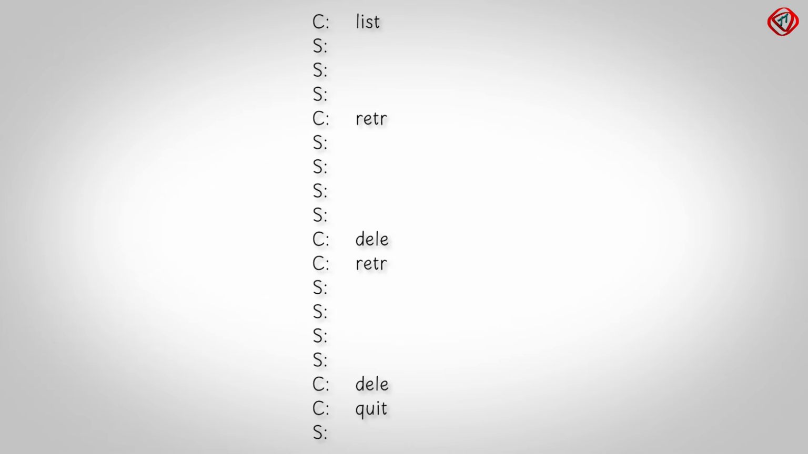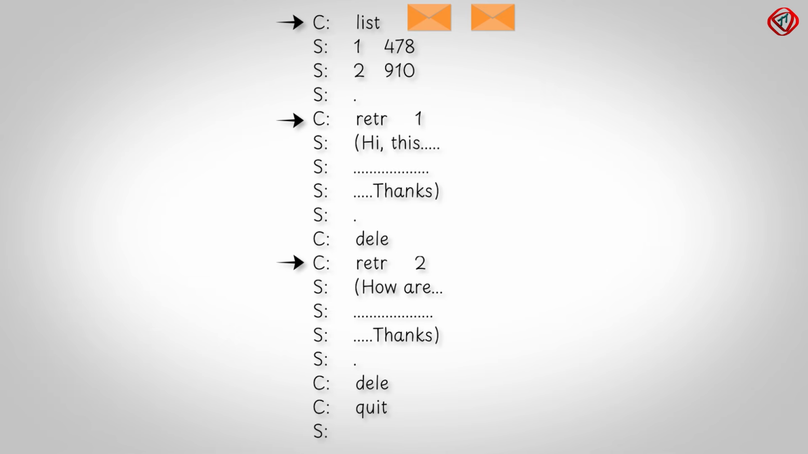First, the email application sends the list command to the mail server to provide a list of all stored messages along with their sizes. For example, suppose there are two emails in Uday's inbox. In that case, the mail server will return the details for two emails. After that, the email application sends the retrieve command to retrieve the email message from the mail server. Once the email has been successfully retrieved, the email application sends the delete command. This command marks the retrieved emails for deletion on the mail server.